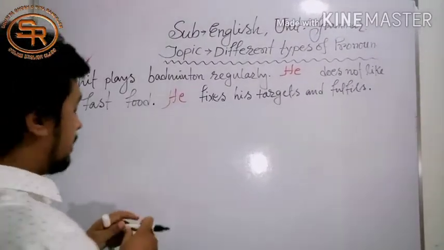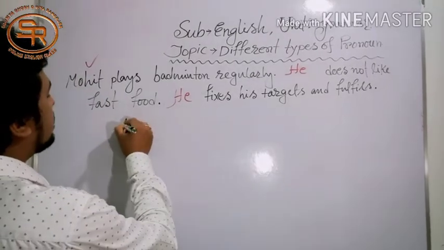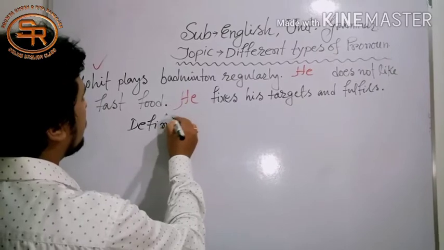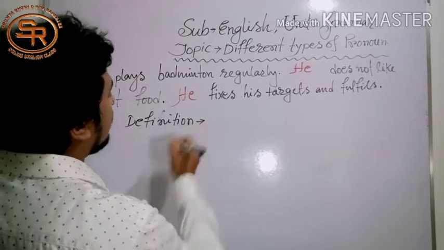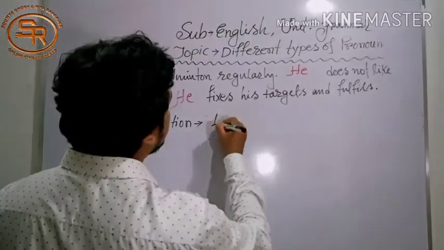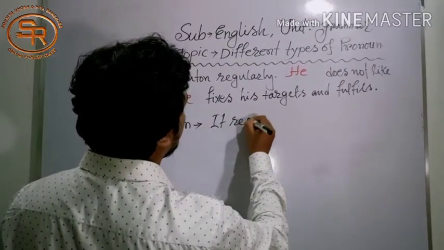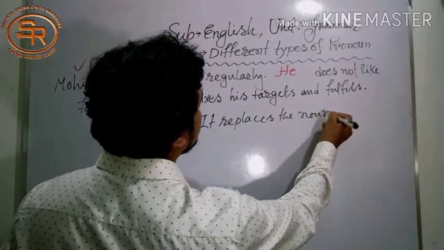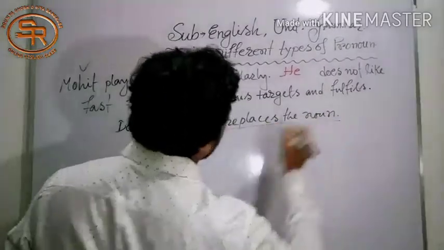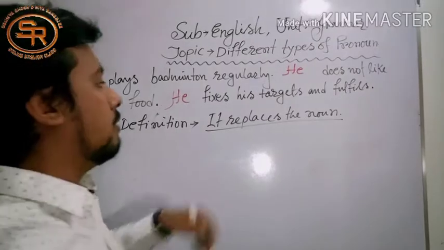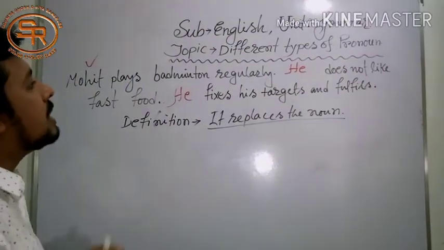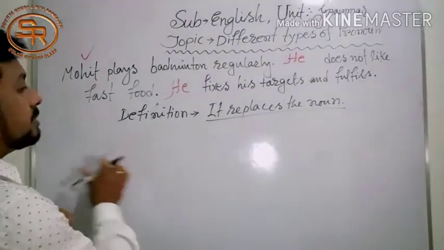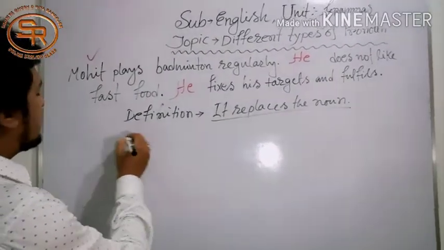So I'm writing here the simplest definition of the pronoun. That is, it replaces the noun. So this is the simplest definition of pronoun. Okay, so we will come to the different types of pronoun. Now let me write here how many parts are there.